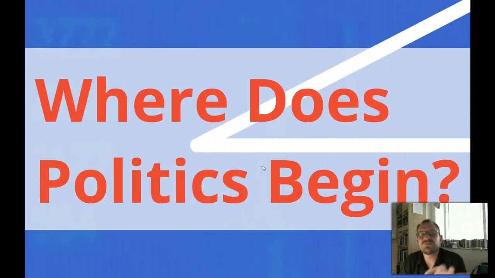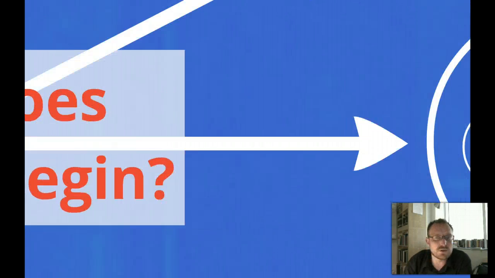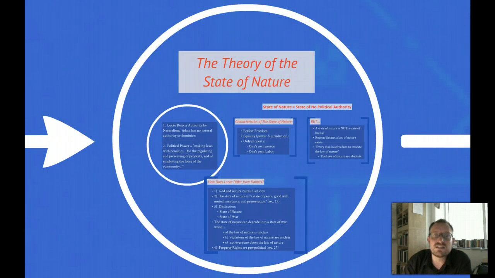Now, that means, where does politics begin? And you're going to see here, I'm going to take you through a sort of jaunt through the second treatise of government. I'm not going to hit on everything that's interesting or even important. I'm just going to talk about the things that I think are really pivotal in terms of the conversation we've been building up through this course. Now, let's take a look at the theory of the state of nature, because the state of nature is a really important concept for any political theory.